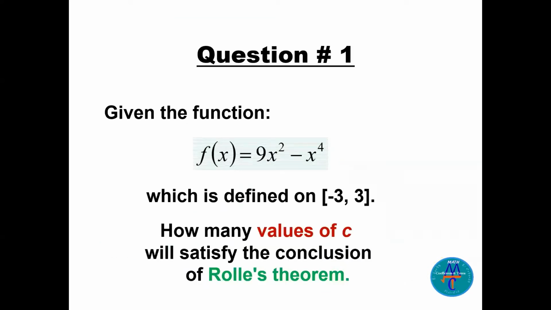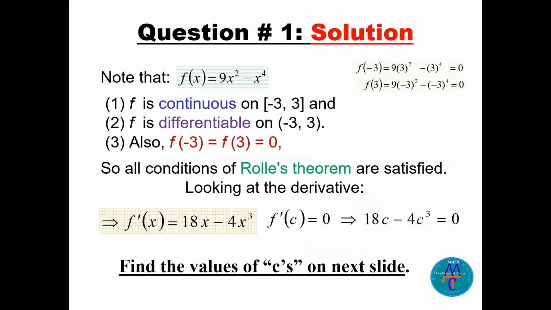Question number 1 here in this part 3: given the function f of x equals 9x squared minus x to the power 4 defined on the closed interval minus 3 to 3, how many values of c? Find all of them that will satisfy the conclusion of Rolle's theorem. Now, first we check the conditions of this theorem.